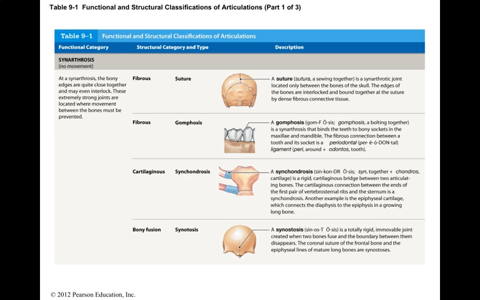The synarthrosis is an immovable joint, which can be either fibrous or cartilaginous. This type of joint may fuse over time. A synarthrosis joint includes the sutures of the skull and the gomphosis that binds the teeth to the bony sockets in the mandible and the maxilla. These are extremely strong joints and are located where movement between the bones must be prevented.